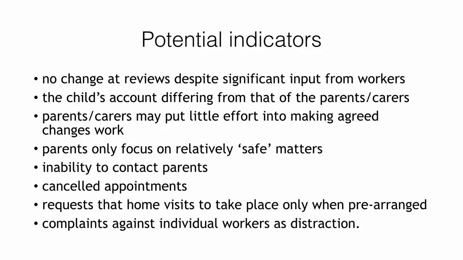The headline, the title, would be Appearing to Cooperate, but Nothing Changes for the Child. This is a list of some of the possible indicators. Effective child protection is about achieving change, so the lack of real change should be questioned. What is the reason for this?